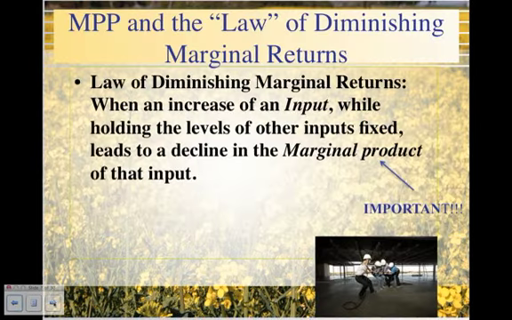What we call this, since there's less and less that more people are bringing in when we hire more and more people, we call this the law of diminishing marginal returns, not too unlike the law of diminishing marginal utility. So it's kind of a similar idea. The law of diminishing marginal returns, as you can see there, it says it's important. When an increase of an input while holding the levels of other inputs fixed leads to a decline at the marginal product of that input.